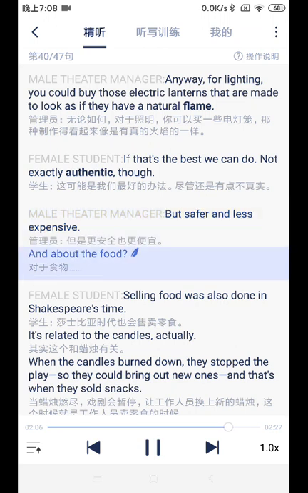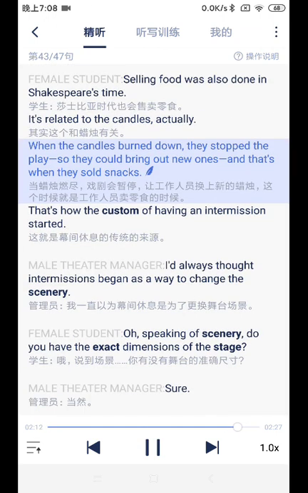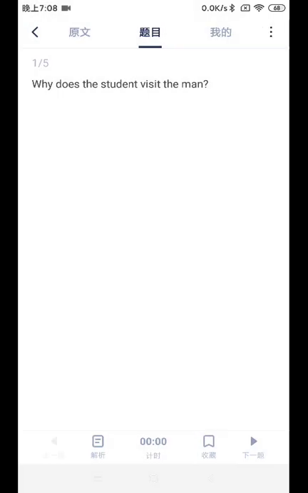And about the food. Selling food was also done in Shakespeare's time. It's related to the candles, actually. When the candles burned down, they stopped the play so they could bring out new ones, and that's when they sold snacks. That's how the custom of having an intermission started. I'd always thought intermissions began as a way to change the scenery. Oh, speaking of scenery, do you have the exact dimensions of the stage? Sure. Why does the student visit the man?